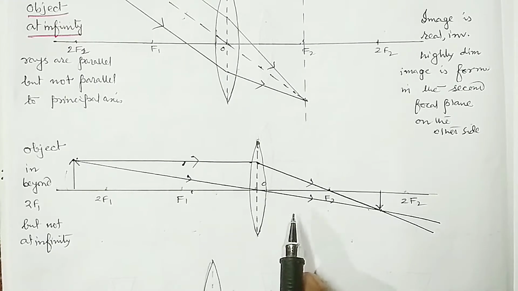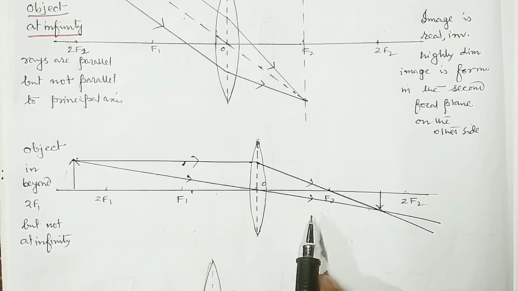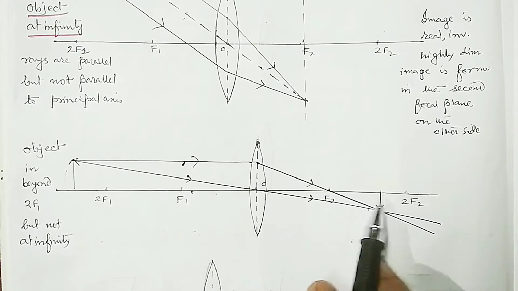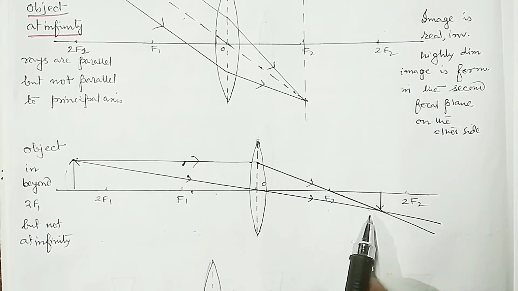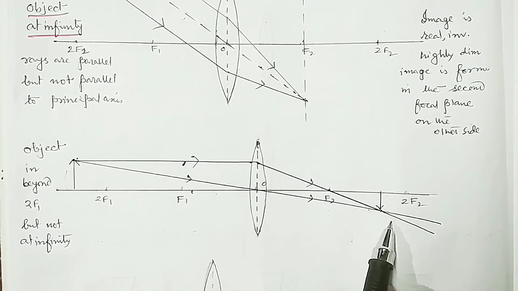The above property of the convex lens is used in a photographic camera, when a small inverted image of the object is formed on the film, which is placed between f2 and 2f2 of the lens.